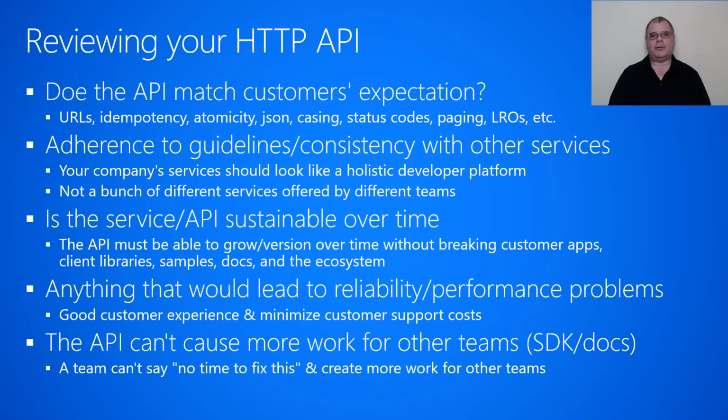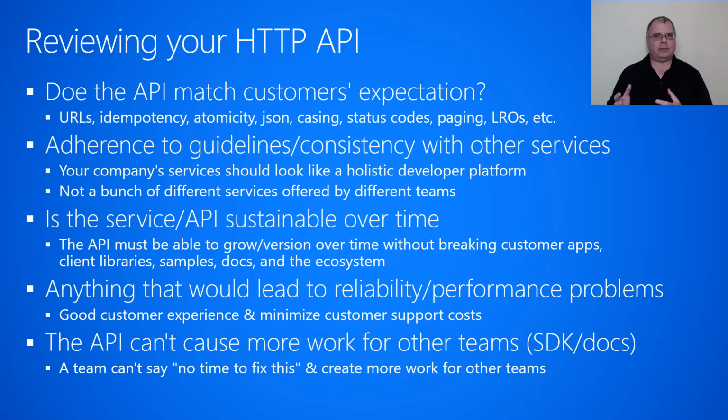On this slide, I talk about the things that are typically checked during a review of an HTTP API. The first thing checked is, does the API match a customer's expectation of HTTP APIs in general? That is, are the URLs properly formed? Does it do idempotency correctly? Does it handle atomicity correctly? Is the JSON well formed? Is the casing proper? Are you returning the right status codes for different errors that are occurring?